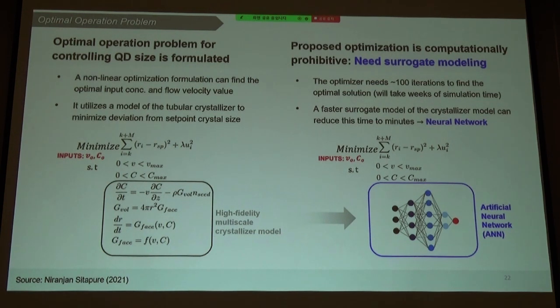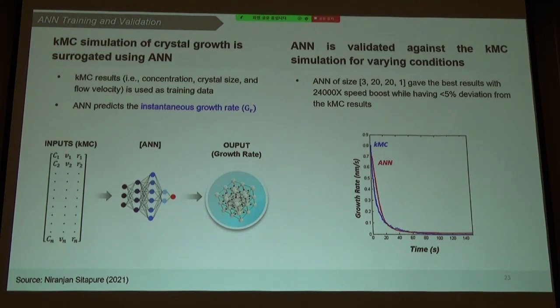So we probably need to replace this computationally very expensive part with a computationally affordable one. And in that regard, we replace it with an artificial neural network. Since we already have a lot of data from our multi-scale high fidelity model, where we were able to vary inlet concentrations and different flow rates, and obtain the crystal size at different locations at the exit of the tubular reactor.